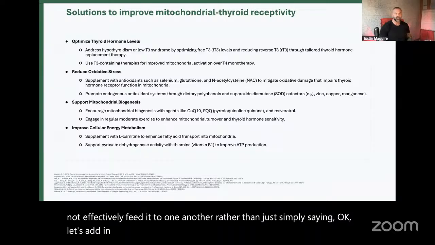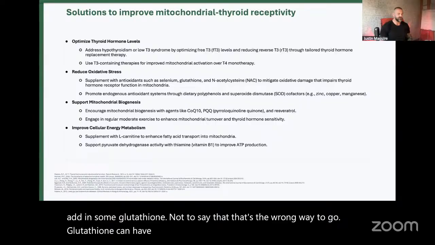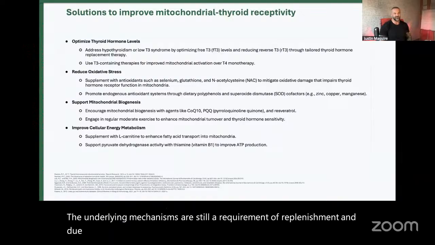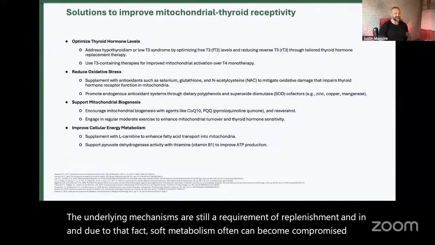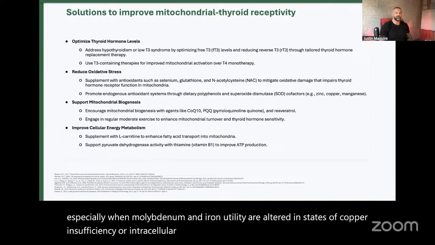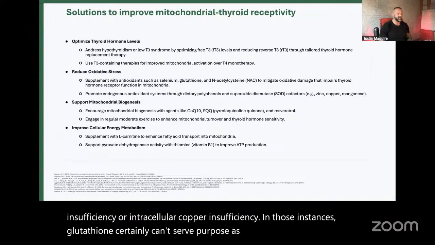Not to say that that's a wrong way to go. Glutathione can have its place, particularly when the underlying mechanisms are still a requirement of replenishment. And due to that fact, sulfur metabolism often can become compromised, especially when molybdenum and iron utility are altered in states of copper insufficiency or intracellular copper insufficiency. In those instances, glutathione certainly can serve purpose as a stabilizing component in an erratic gradient.